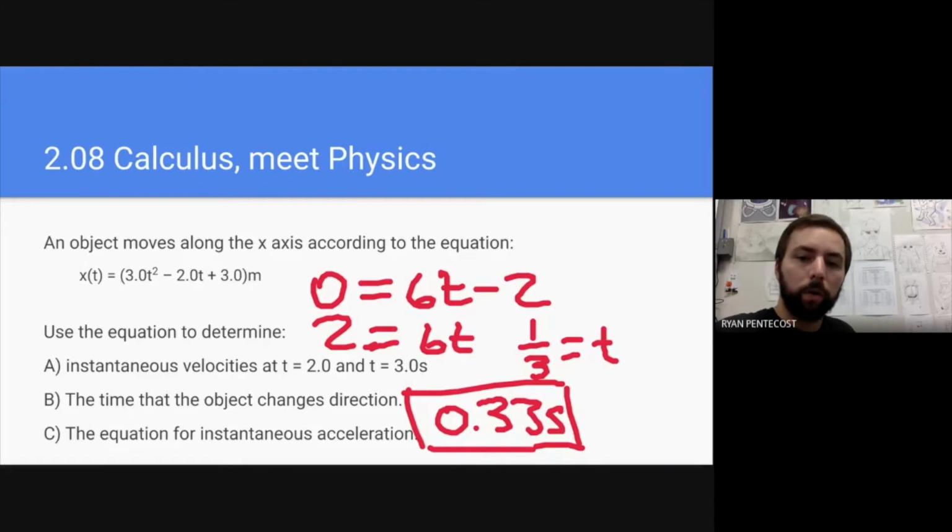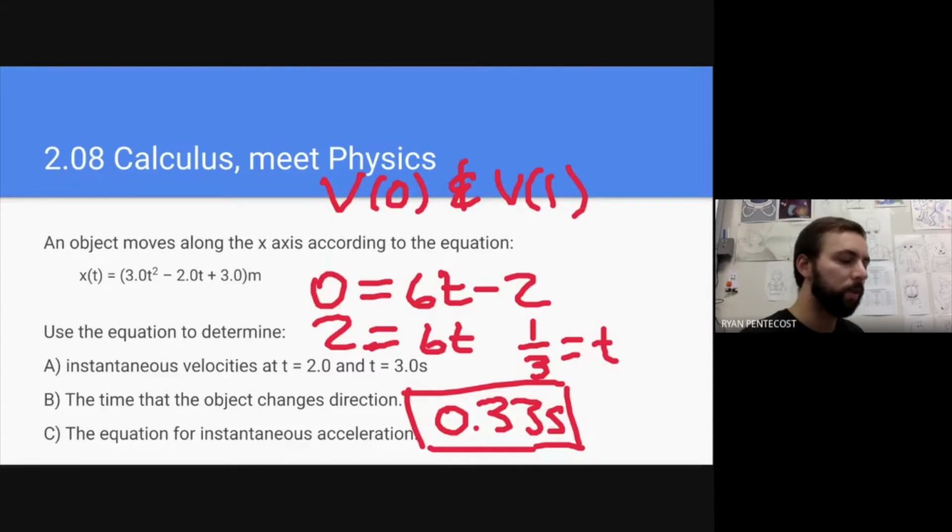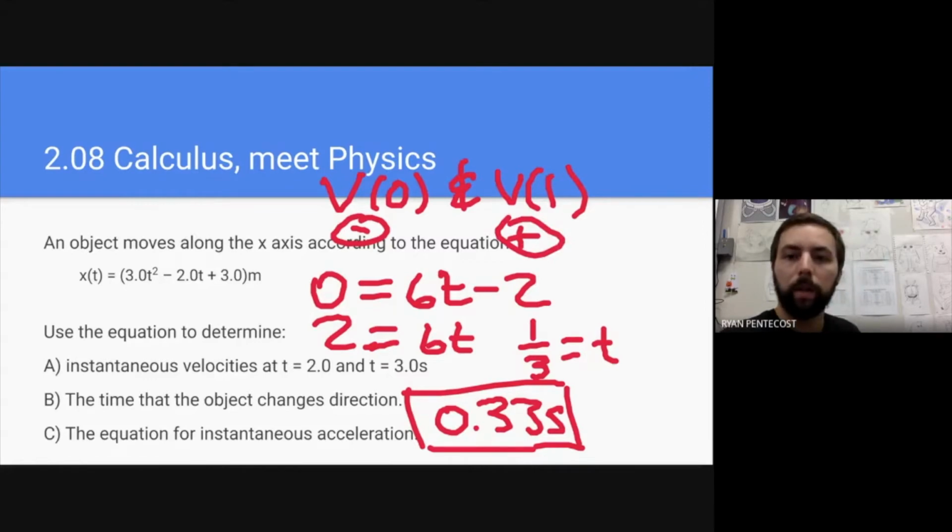Now, to check your work, you could look at the velocity on both sides of this value. You can look at what is v of 0 and what is v of 1. You'll find that at v of 0, you're going to have a negative velocity, and at v equals 1, you will have a positive velocity. So you can tell that you will have a change in direction there because it was initially going backwards and then it turned to go forwards.